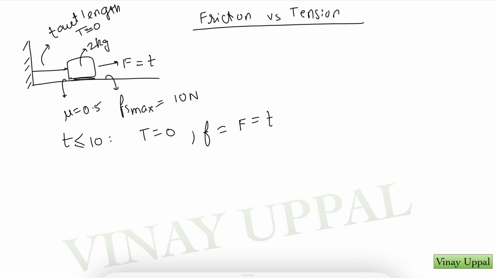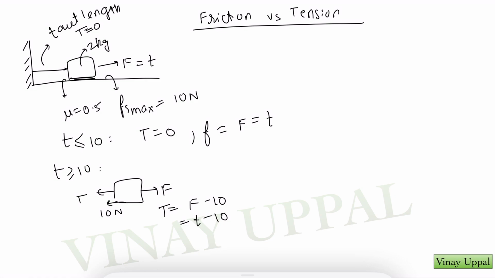After 10 seconds, the friction is not sufficient to balance out the external force, so the block will get slightly displaced, the string will get slightly extended, and thus the tension will be generated. So t greater than 10, you can even put an equality sign. So at t greater than or equal to 10, I have the external force, I have the tension, and I have friction of 10 newtons. So the tension will simply be external force minus 10. So this is how tension will be generated in the string. So I hope you've understood what happens when friction and tension both act.